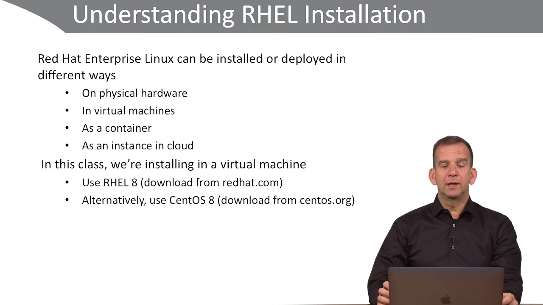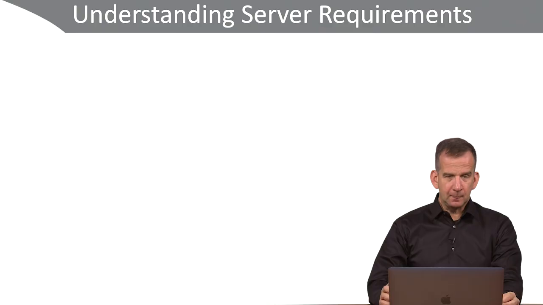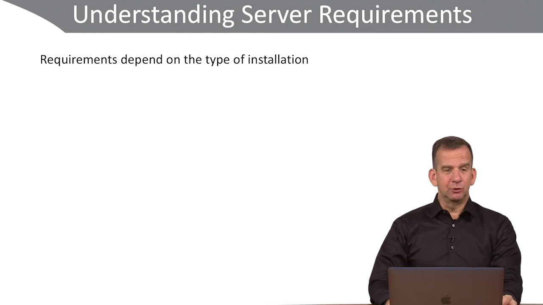So in order to install, you can use RHEL 8, which you can download from redhat.com. Or alternatively, you can use CentOS 8 as well, which is a download from centos.org. CentOS is completely the same as Red Hat Enterprise Linux. The only difference is that there is no Red Hat proprietary trademark stuff in CentOS. So if you want to be completely free, use CentOS. And otherwise, if you want to use the real software, use Red Hat Enterprise Linux. You should notice that there is a developer edition available that allows you to work with Red Hat Enterprise Linux for free.